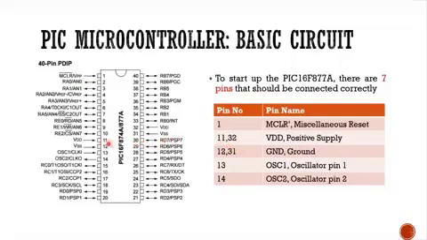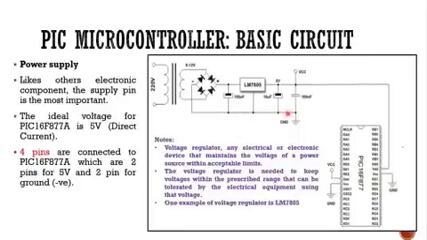Then pins 11 and 32 are the positive supply, and their respective grounds are at 12 and 31. Then pins 13 and 14 are the pins you need to connect whenever you want to connect an external clock to the PIC. For these pins, we need to connect an oscillator or crystal oscillator.